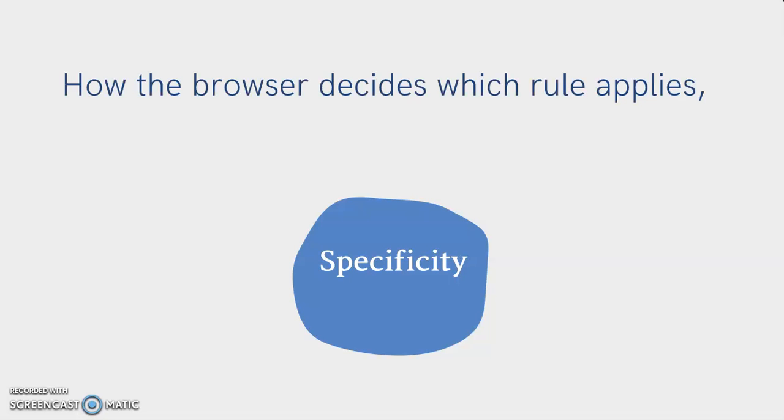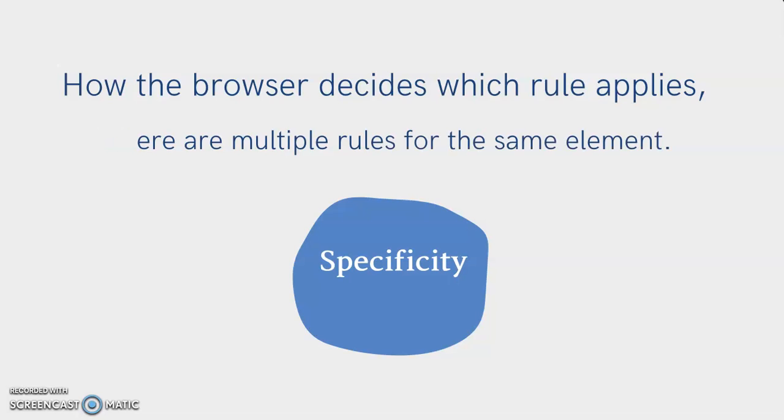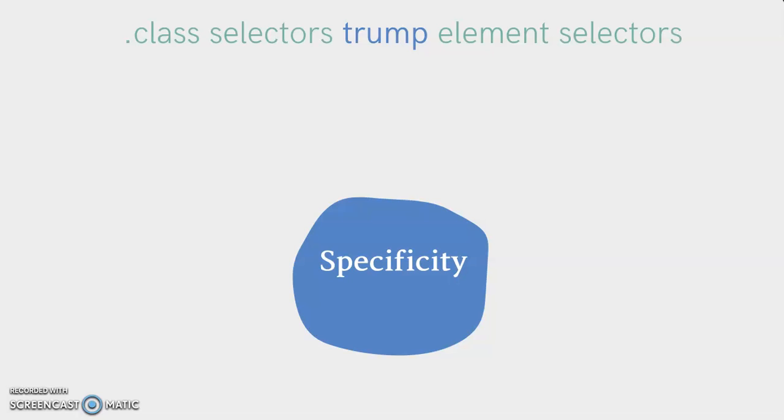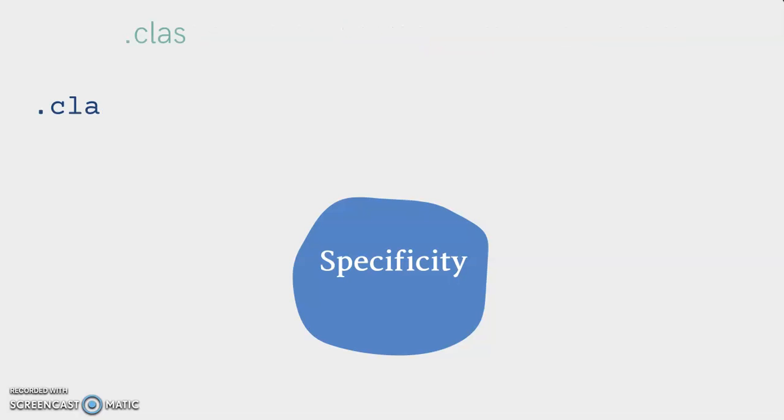Specificity is how the browser decides which rule applies if there are multiple rules for the same element. There is a hierarchy of rules. So it's important to understand which things are most important. For example, a class selector is going to trump an element selector. Let me give you an example.